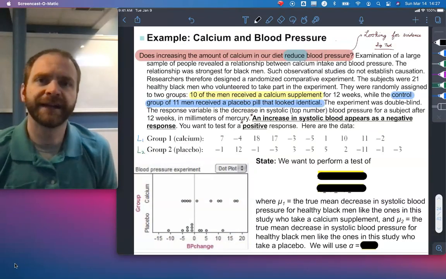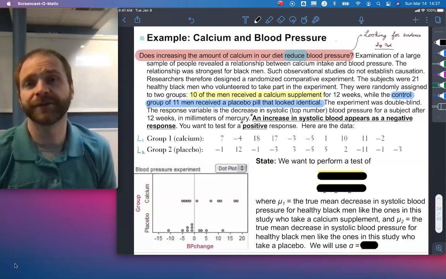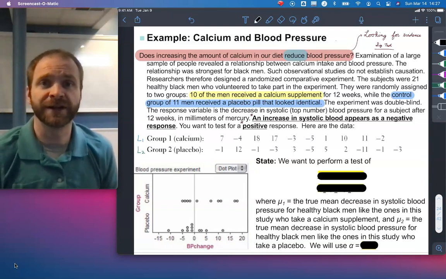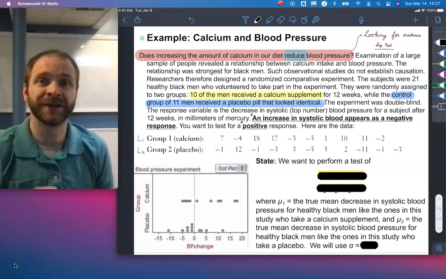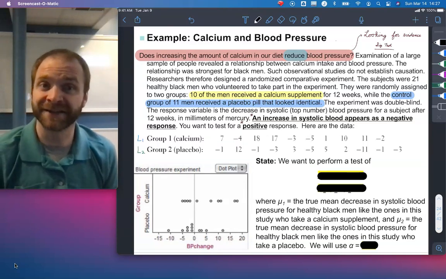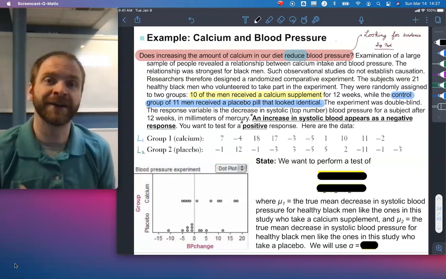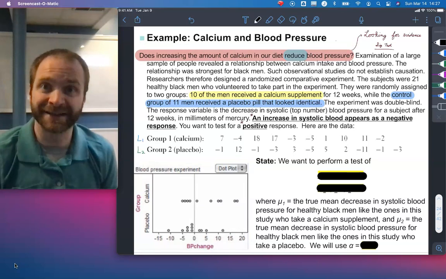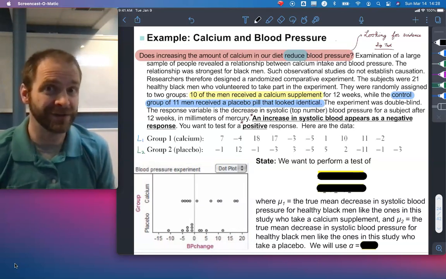Let's get started by looking at an example for calcium and blood pressure. And we're asked the question, does increasing the amount of calcium in our diet reduce blood pressure? Now, a couple things. First, with that question, you see I have it highlighted because that question itself tells you that you need to be dealing with a significance test because you're looking for evidence. So that question itself tells you to do a significance test.